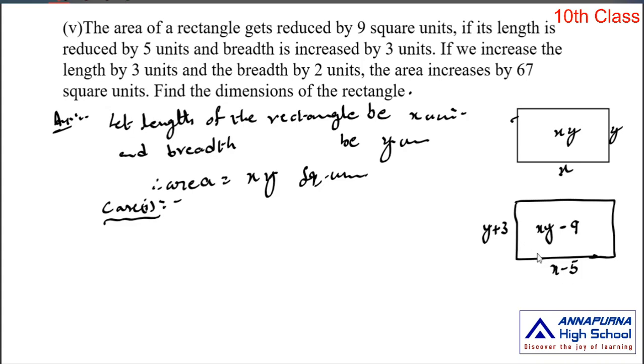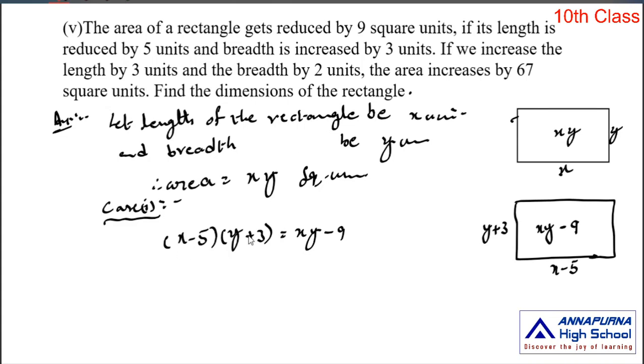Find the area of this rectangle by using these two dimensions. Length is x minus 5 and breadth is y plus 3. So its area is x minus 5 into y plus 3, length into breadth. But according to the question, the area of the new rectangle is xy minus 9. Both are equal. This area we calculated from the length and breadth of the new rectangle, and this area we calculated from the given question.